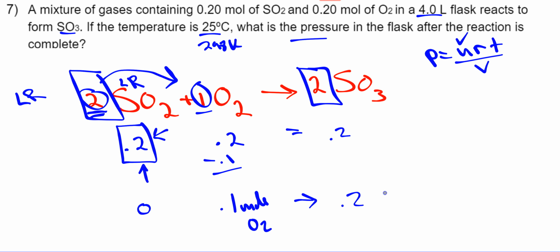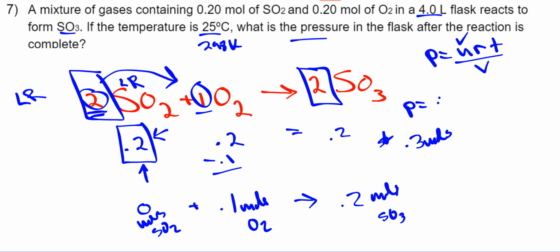So at the end, we are going to have 0.1 mole of O2 and 0.2 moles of SO3 and 0 moles SO2. If I add all of these, I now have 0.3 moles, and that's what I want because I can plug that into PV = nRT. So P equals 0.3, R is 0.0821, T is that 298 Kelvin, and then the V was 4.